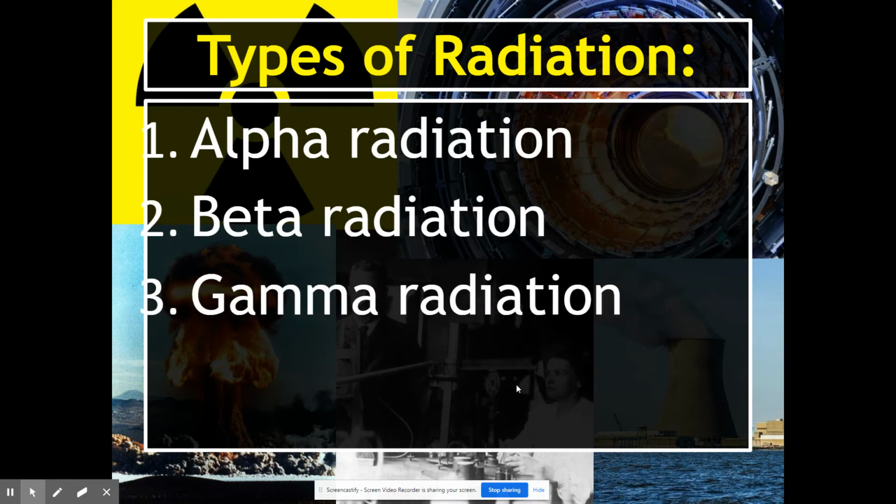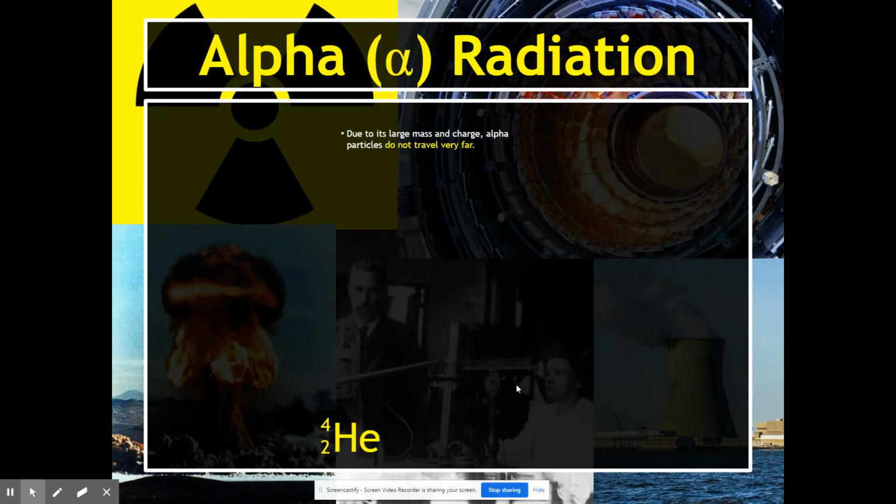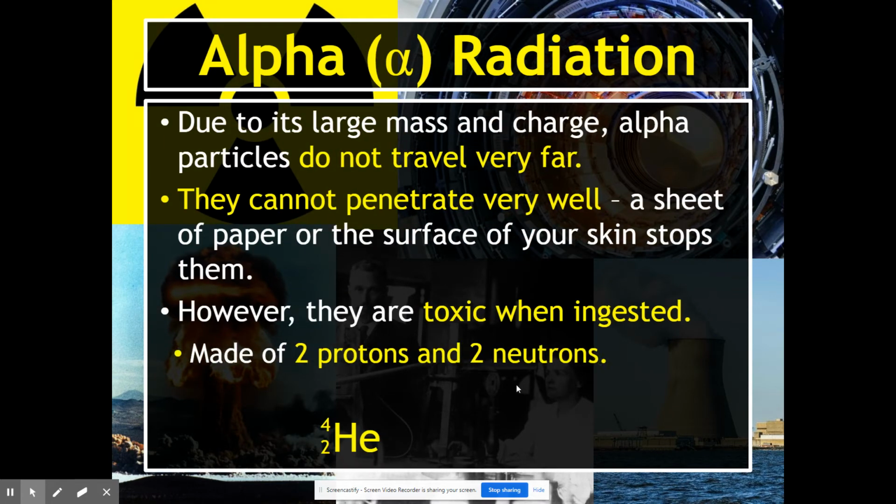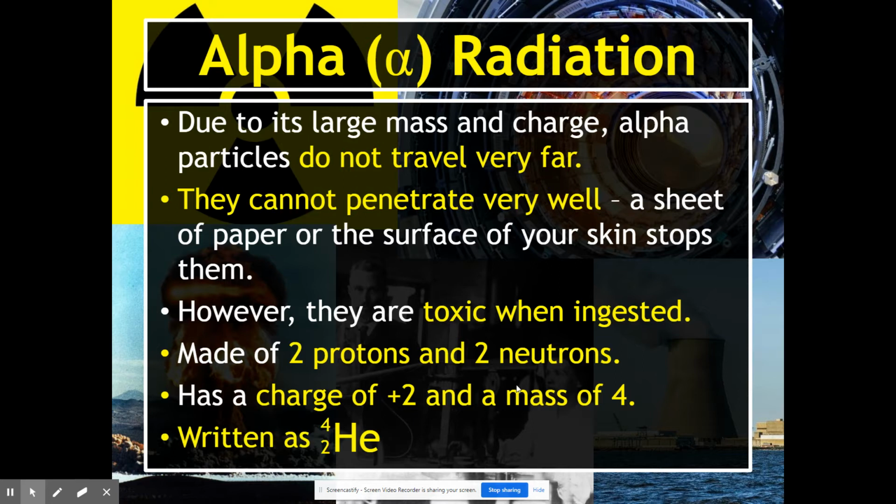So we have three types of radiation that we're going to speak about. Our first is alpha, then beta, and finally gamma. Alpha radiation. Due to its large mass and charge, alpha particles do not travel very far. They cannot penetrate very well. A sheet of paper or the surface of your skin stops them. However, they are toxic when ingested.